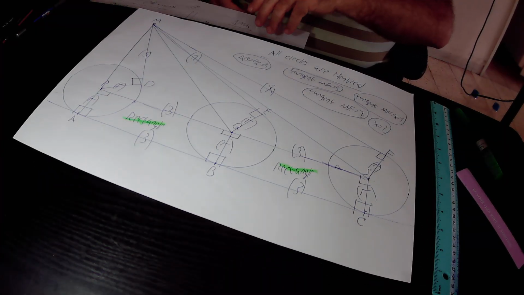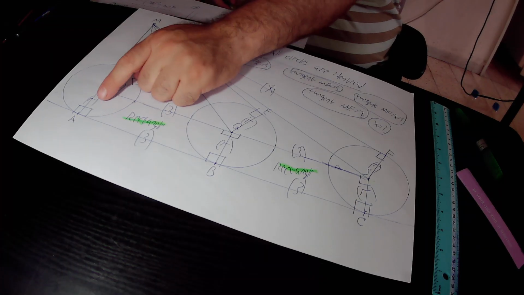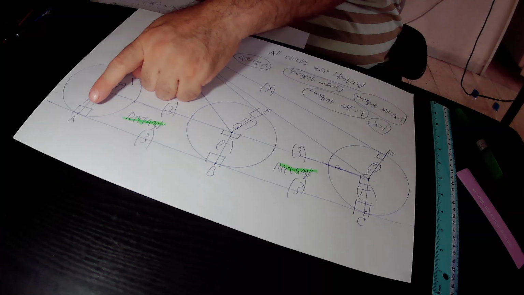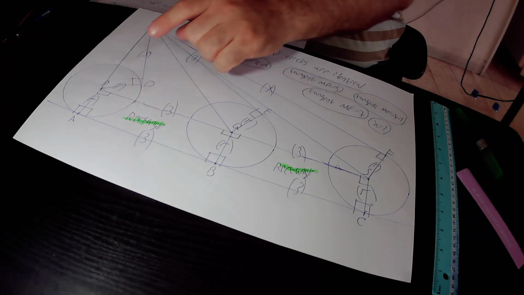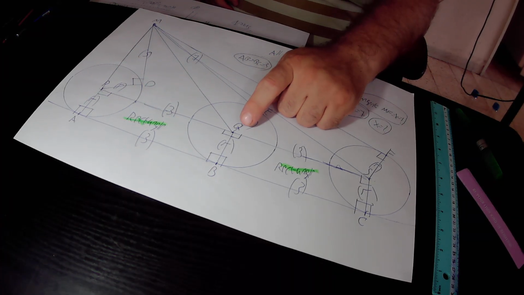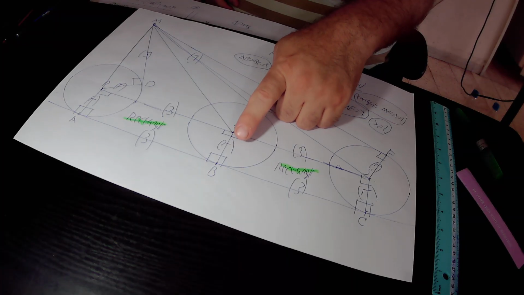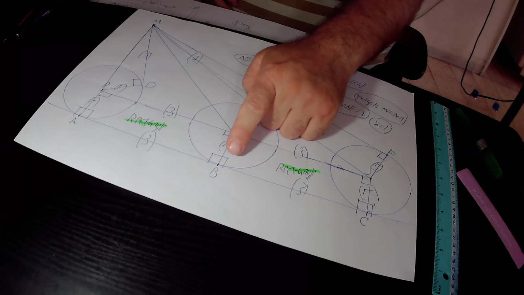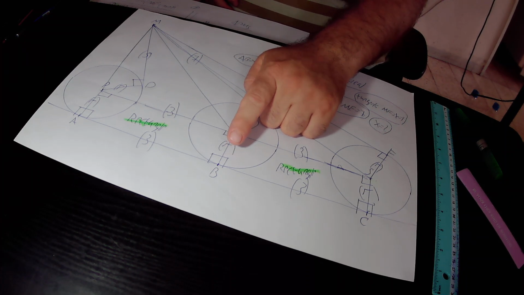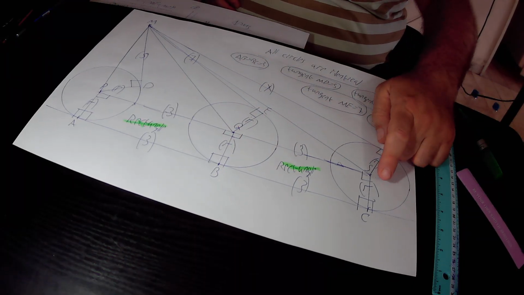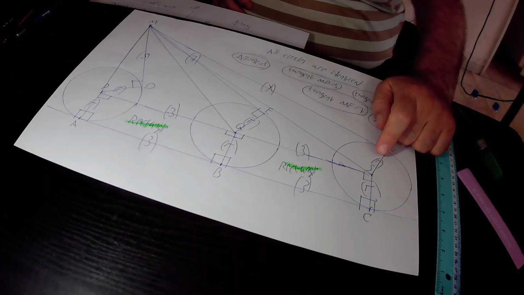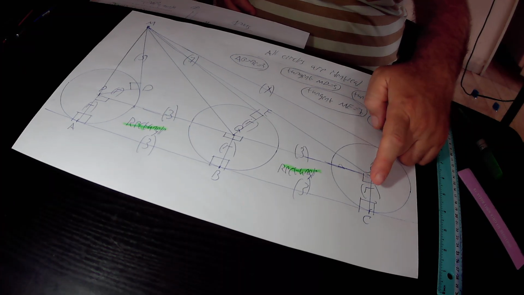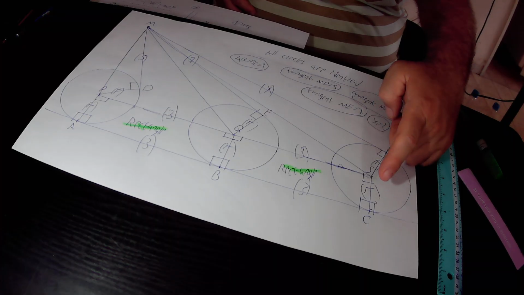In the next step, we join points P and A together by a straight line. PA is the radius of this circle, that is R, and according to rule 1, this angle equals 90 degrees, and this angle also equals 90 degrees. Likewise, we join points Q and B together by a straight line. QB is the radius of this circle, that is R, and this angle equals 90 degrees, and this angle also equals 90 degrees. And finally, we join points S and C together by a straight line. SC is also the radius of this circle, that is R, and according to rule 1, this angle equals 90 degrees, and this angle also equals 90 degrees.